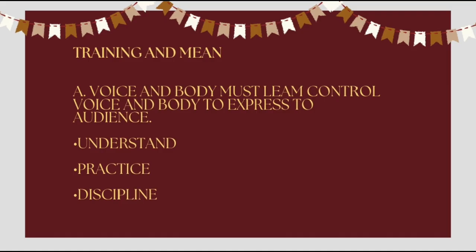A. Training and its meaning. Actors must train to control their voice and body so they can clearly express emotions and actions to the audience. The training involves understanding, practice, and discipline. Understanding is knowing how the voice and body work in performance. Practice is repeating techniques to improve our skills. And lastly, discipline is staying committed and focused to grow as an actor.